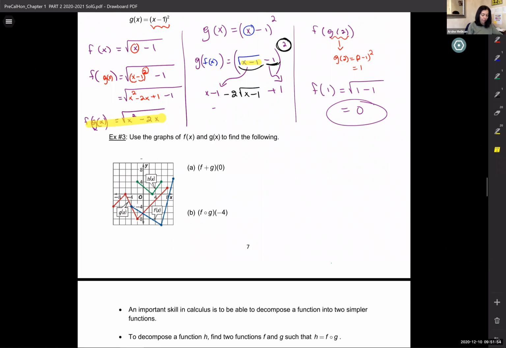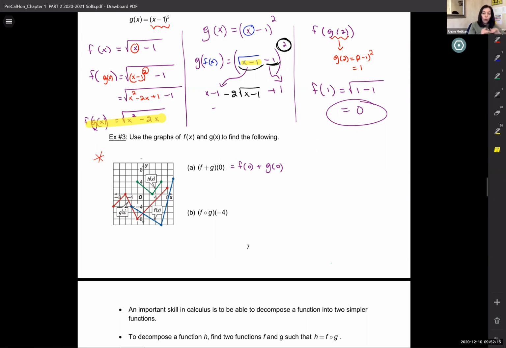All right, so this one. This is like major, I meant for that to be like a little star, asterisk. This is major calculus business here, okay? We want f of g of 0. Now remember what that is. That's f of 0 plus g of 0.